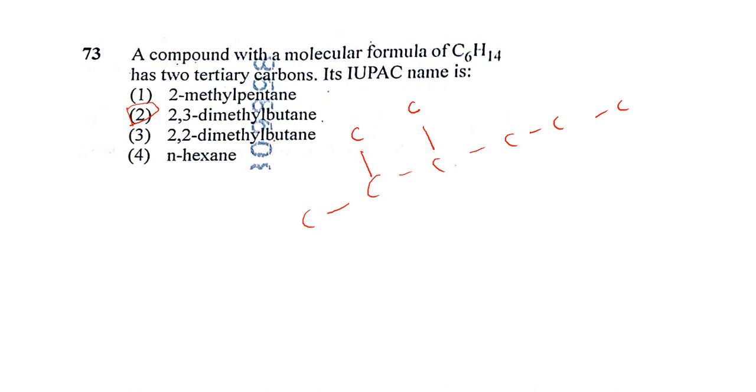If you are cancelling the remaining, if you just take 2,2-dimethylbutane, the compound has molecular formula C6H14. Two tertiary carbons are present. I'll show you where, and this is one tertiary carbon. So the second option is the right option for this one.